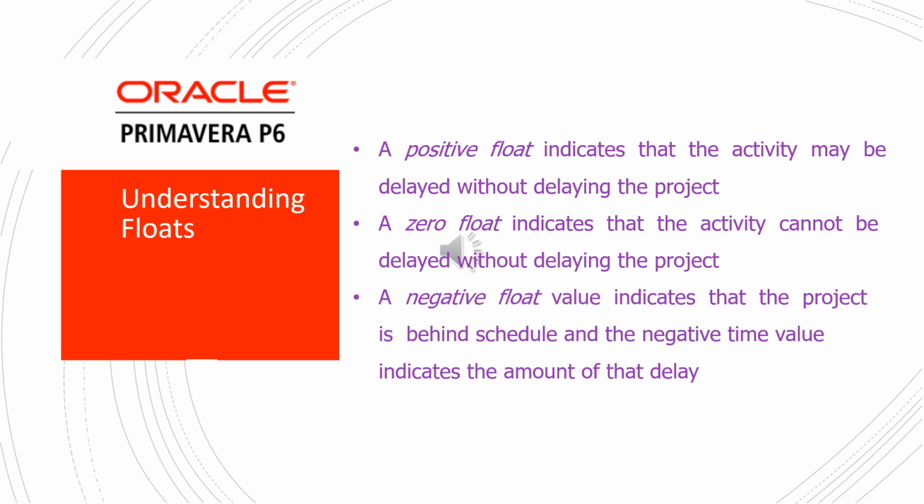Understanding floats. A positive float indicates that the activity may be delayed without delaying the project. A zero float indicates that the activity cannot be delayed without delaying the project. A negative float value indicates that the project is behind schedule, and a negative time value indicates the amount of that delay.